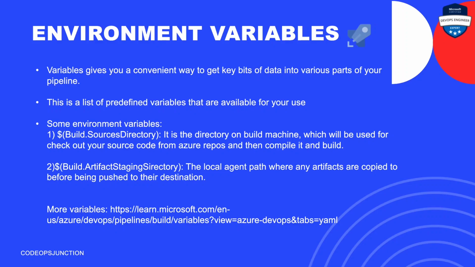Environment variables are predefined variables in Azure Pipelines which give us many uses in our pipeline, so that we can access our build agent via these environment variables or do any other tasks. You can see more variables. I have provided the link. You can go and check it out.